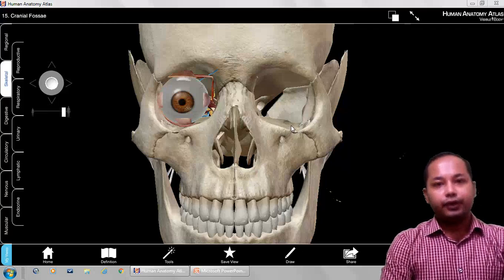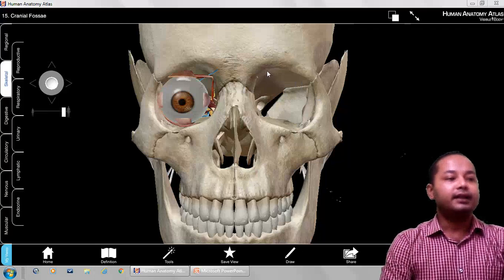Before going on to the class, I want to explain that I have the view of the skull, and on one side, the left side, I have left the complete orbital cavity empty, and on the right side I have filled it up with the contents, so that we can go through the orbital cavity first, and then we will go through the contents of the cavity.